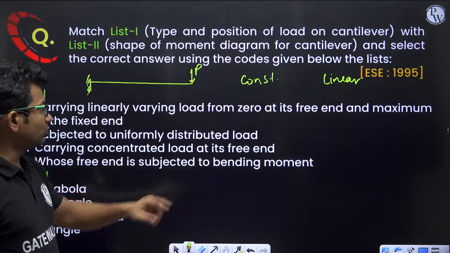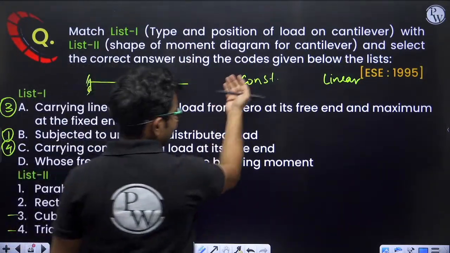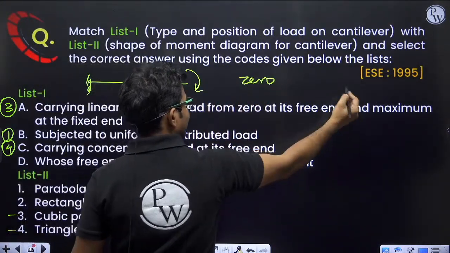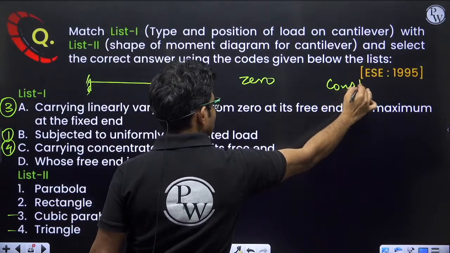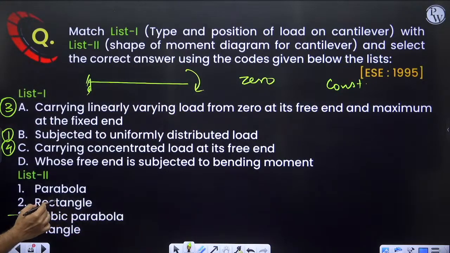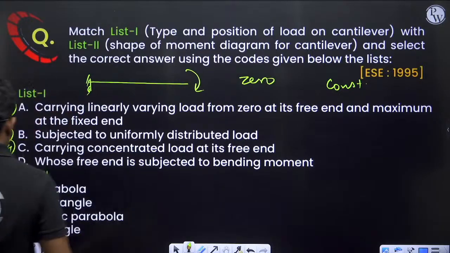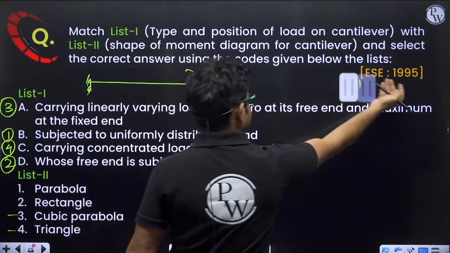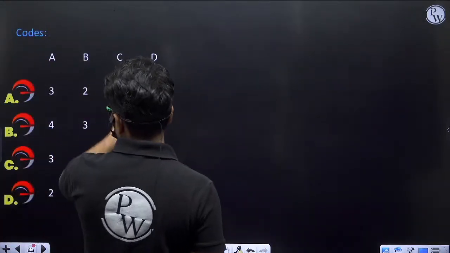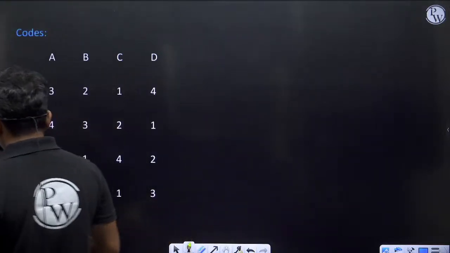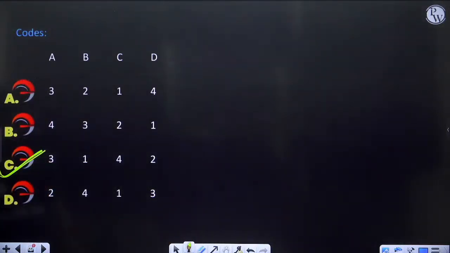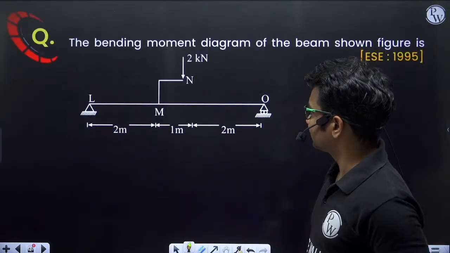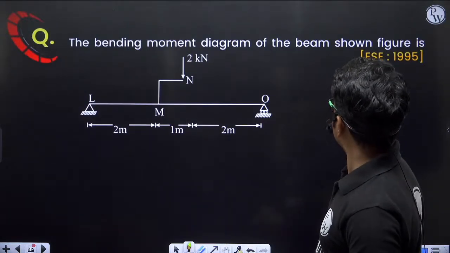Whose free end is subjected to bending moment? So if my free end is subjected to bending moment, then shear force everywhere is 0 and the bending moment diagram will be constant. Constant means it will become a rectangle. So 3142 will be the correct answer. Option C is the correct answer. Clear? Right? Next, the bending moment diagram of the beam shown in figure is.